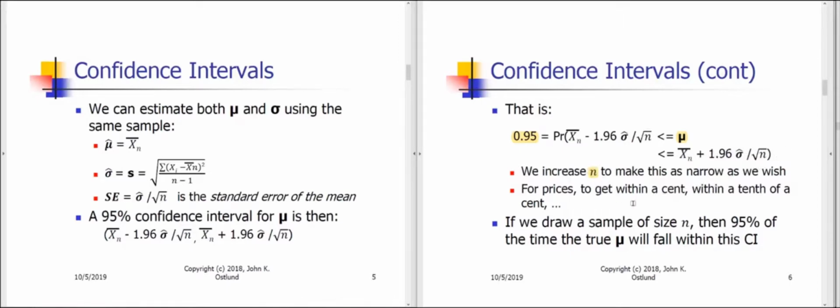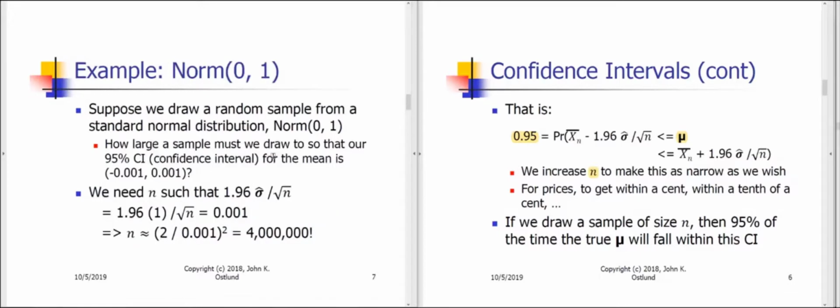Now, because n is in the denominator here, as we increase n, that narrows our confidence interval. So if the random variable represents the price of some financial instrument, then we can increase n until our 95% confidence interval gets down to a penny or down to a tenth of a cent or whatever precision we need.